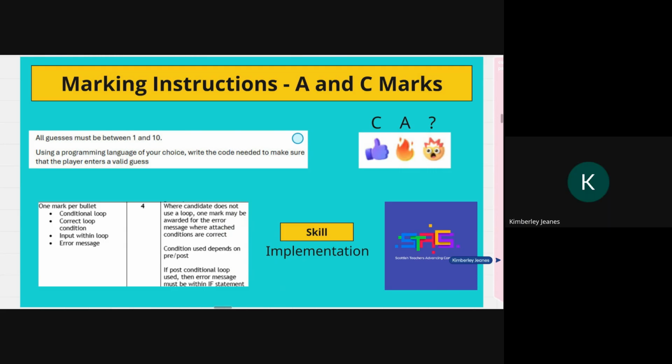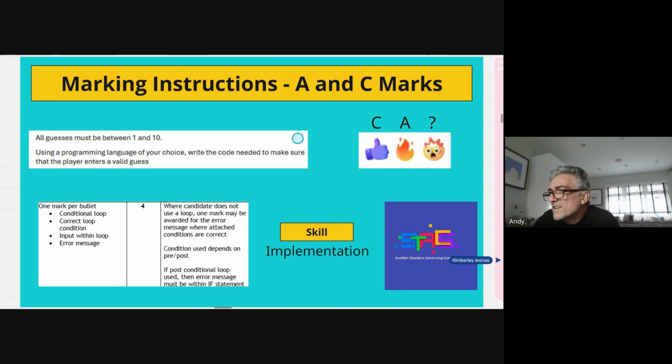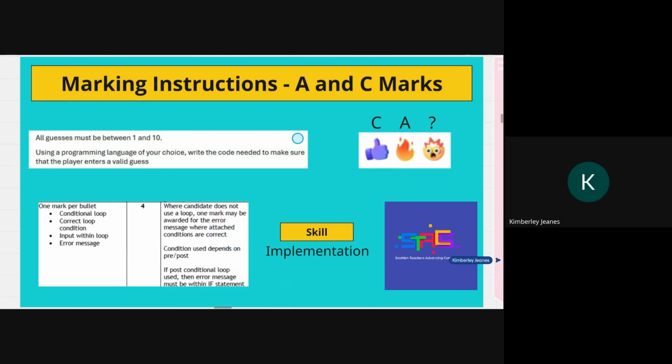Okay, anyone else to vote? No, doesn't look like it. Right, and the 3rd mark for having the input within the loop. What do we think of that one? Okay, lots of C there. Interesting. Okay, and finally, the 4th mark of the error message. What are we thinking for that?